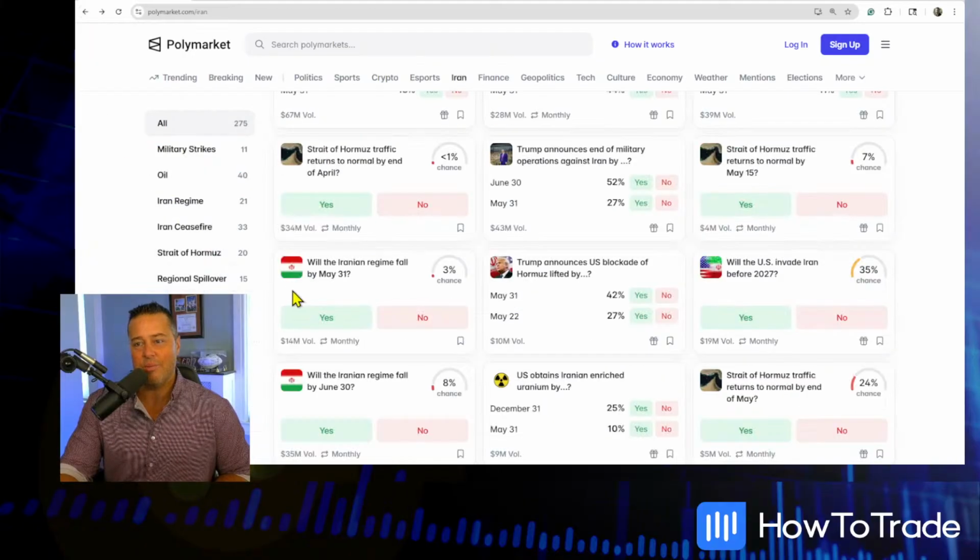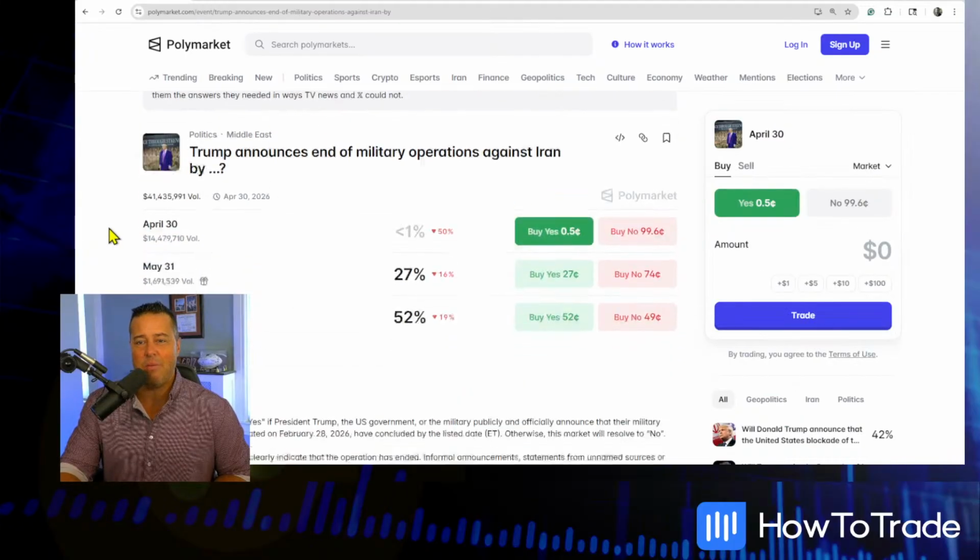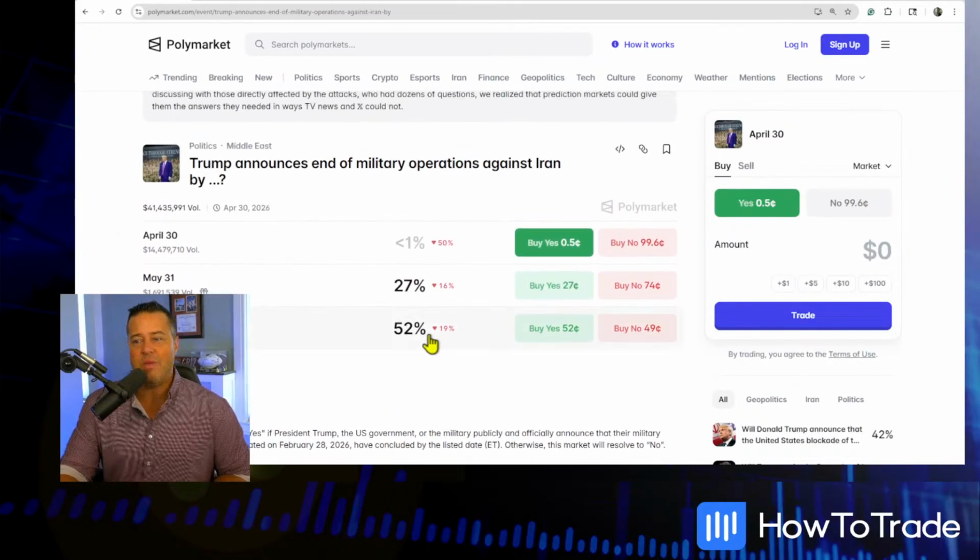Strait of Hormuz is the problem. I mean, it really is. The rest of it is just missiles flying and infrastructure being blown up. But the problem globally is the Strait of Hormuz. So, announces the end of military operations. I think this is probably the one that cashes. I would be absolutely shocked if the United States is still engaged by June 30th.